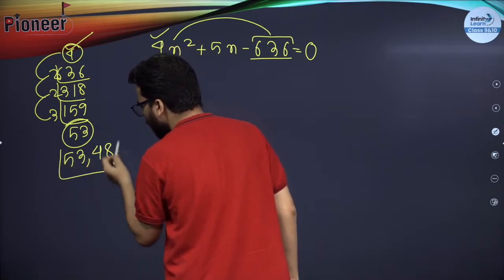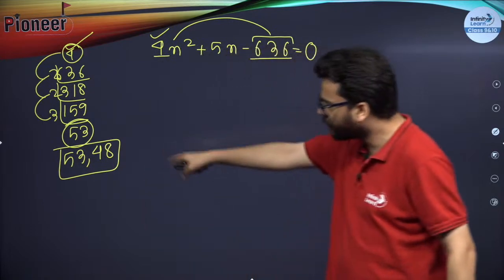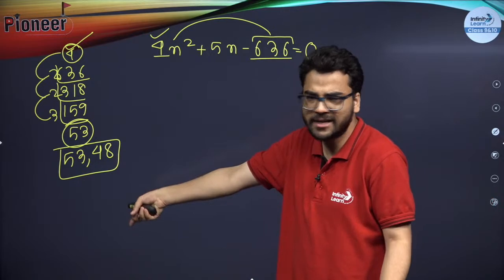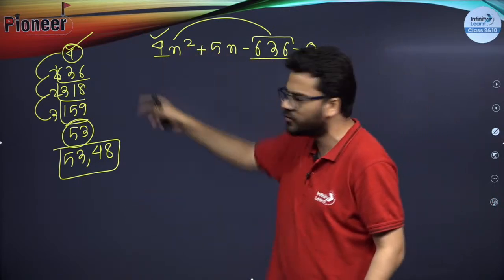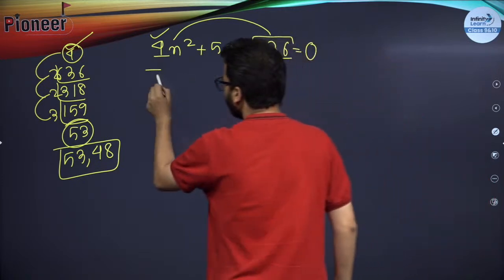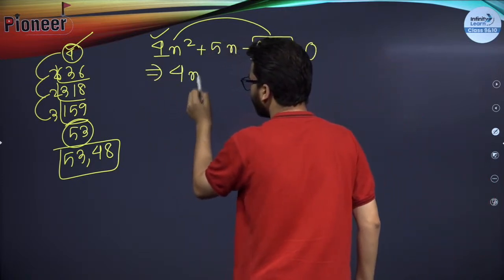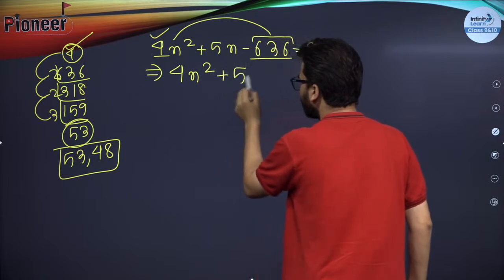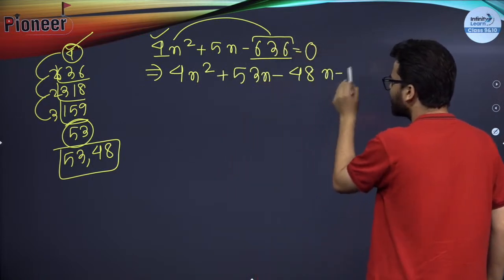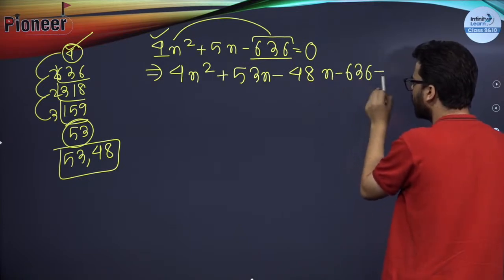That's what we need over here. 53 and 48 we already have over here, because the difference of them is 5, and product is obviously 636 into 4. That's how you solve quadratic equations, guys. So over here we can write 4n square plus 53n minus 48n minus 636, and that is equal to 0.